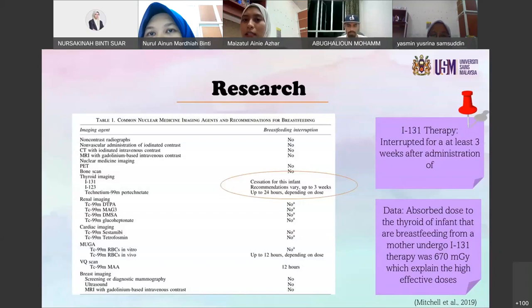So this research shows that the interruption of breastfeeding during the treatment is really necessary, as it could give a higher effective dose to the infant. The interruption suggested by the researchers based on this research is at least 3 weeks after administration of iodine-131, depending on the dose used. This is because of the concern that infants exposed to iodine-131 through the milk may develop thyroid problems, such as poor thyroid function, damage to the thyroid gland, and increased chance of thyroid carcinoma.